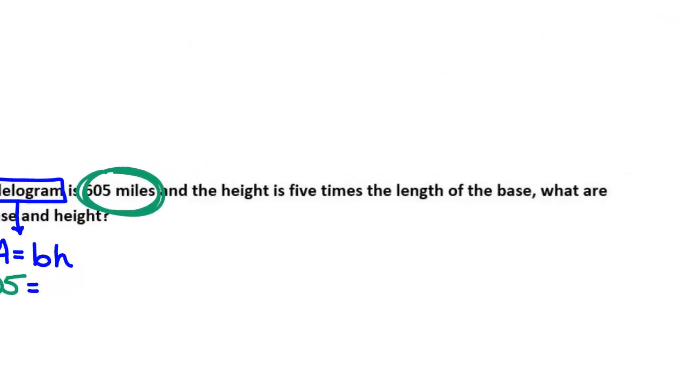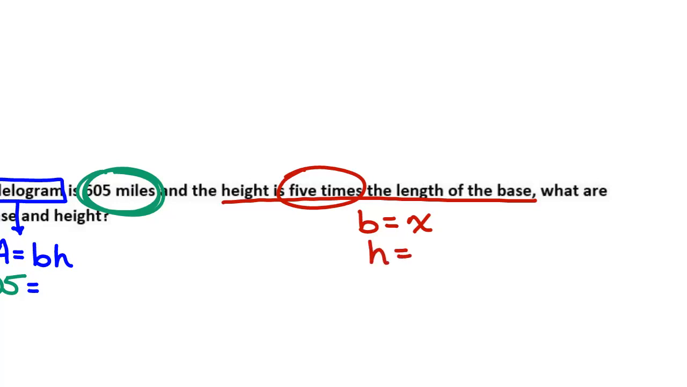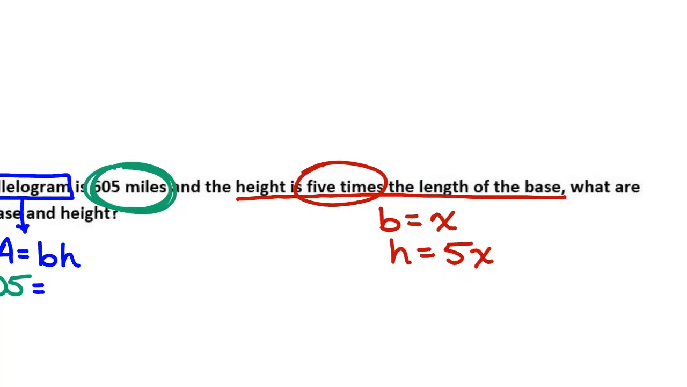It says the height is 5 times the length of the base. I have no idea how big the base is. If I knew that the base was 7, the height would be 5 times that, or 35. If the base is 10, the height is 5 times that, or 50. But I don't know how big the base is. So what can I call it since I don't know how big it is? X. So my base is X. And if I'm calling the base X, and I know the height is 5 times that, what could we call the height then? 5x.